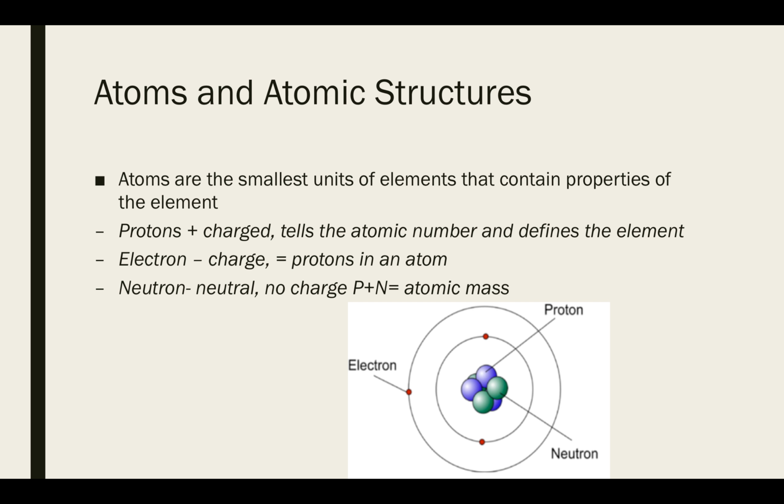To start, you're going to need to know these three things. Protons. Protons are positively charged. They tell the atomic number and define the element. Electrons are negatively charged, and that will equal the number of protons in an atom. Neutrons are going to be neutral, no charge. Protons plus neutrons will equal the atomic mass of the element. It is important to know this. Remember that P is positive and N is neutral.